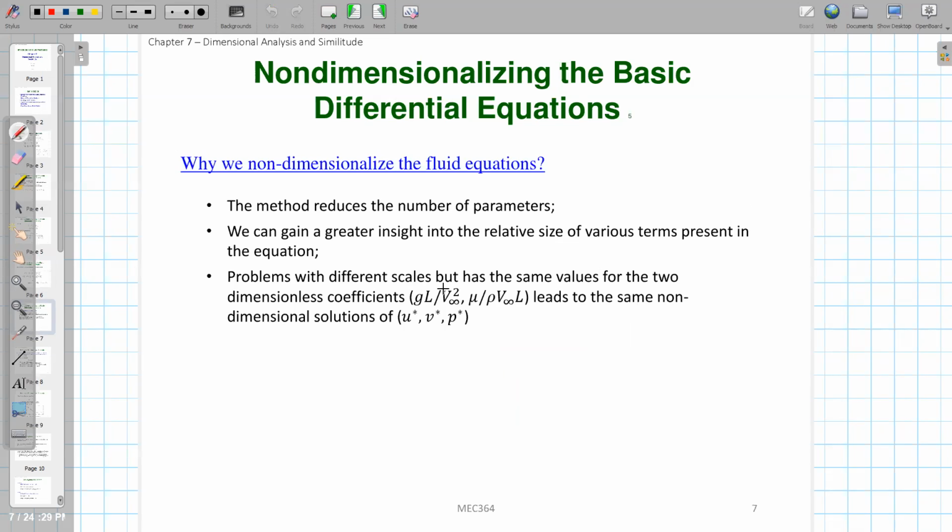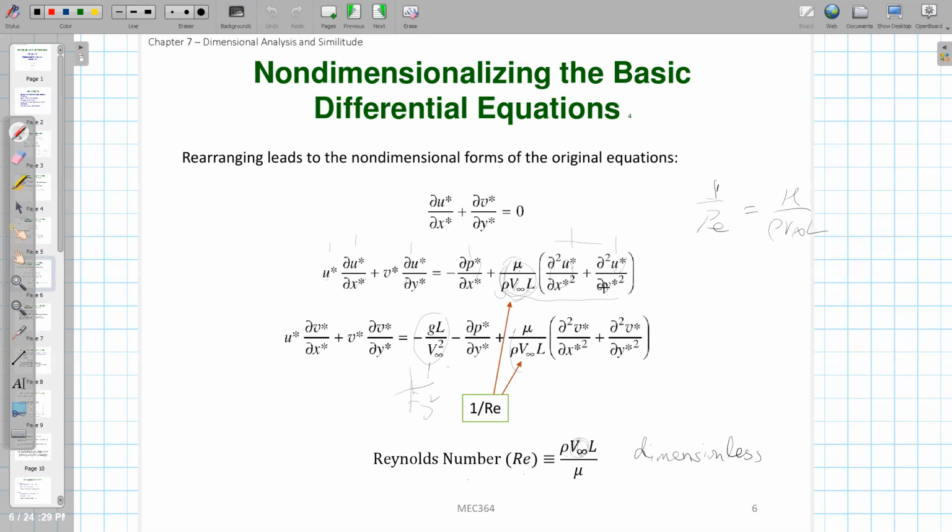And the second advantage we can get is that, based on these dimensionless parameters, we can evaluate which terms are significant and which are not. Like the Reynolds number example I gave you earlier, if Reynolds number is very large, then this term, the viscous term, can be neglected, because this is one over Reynolds number.